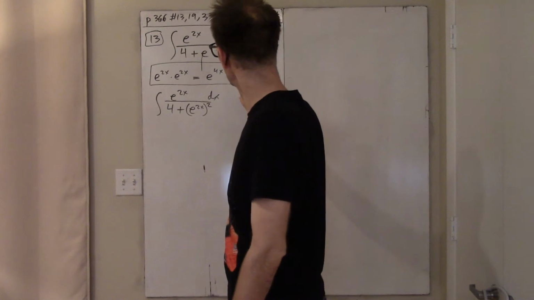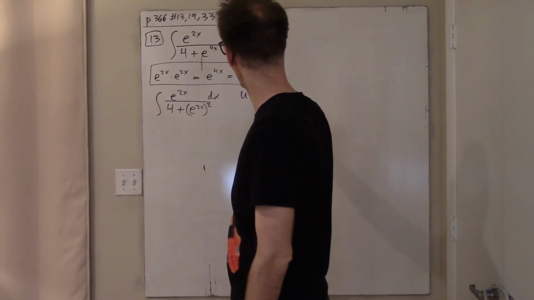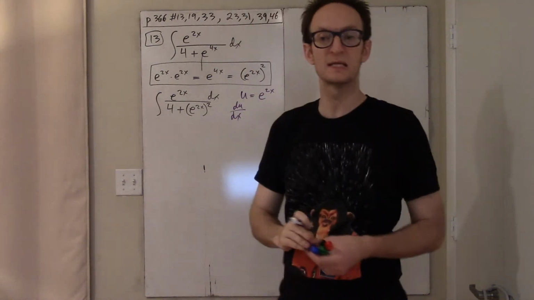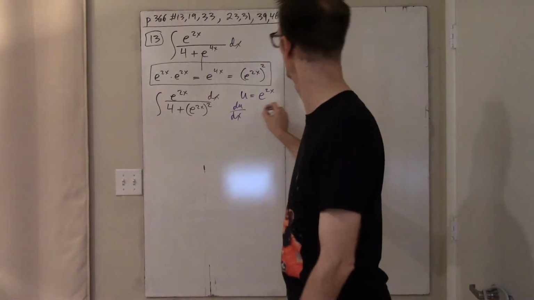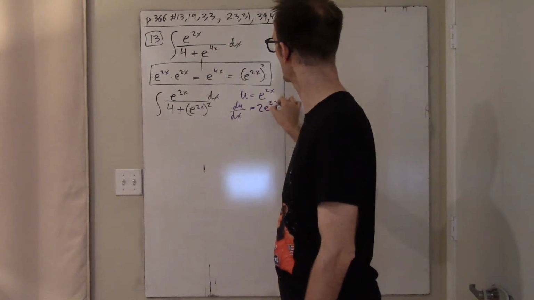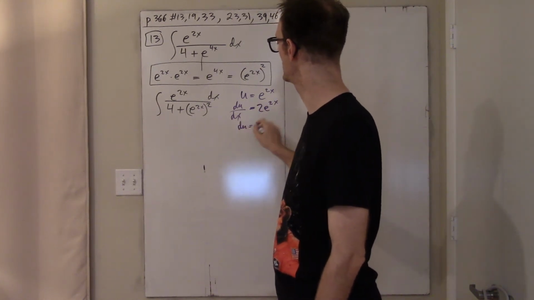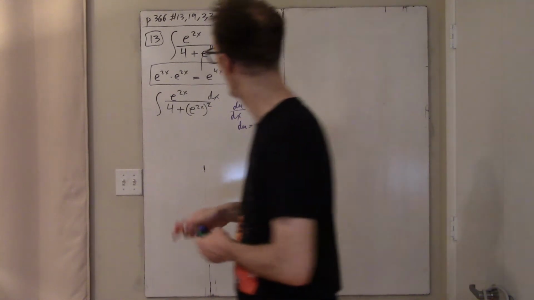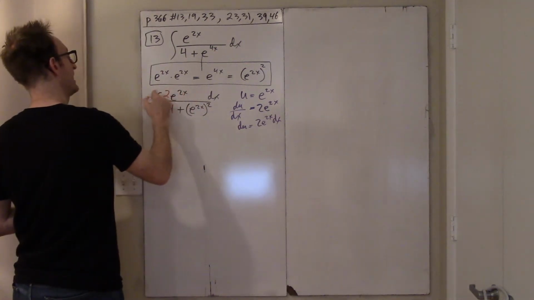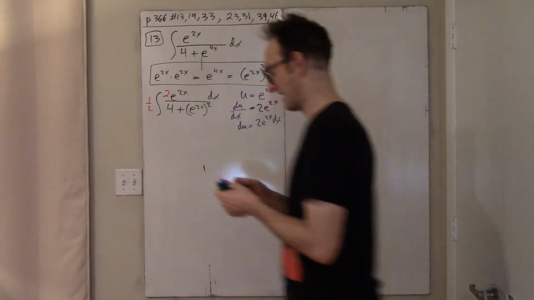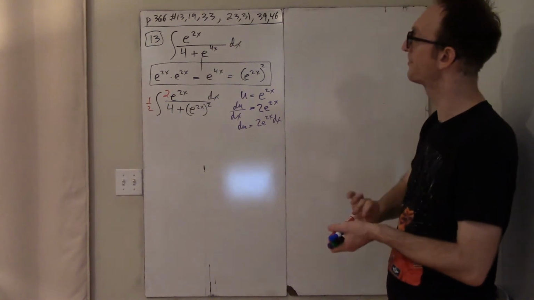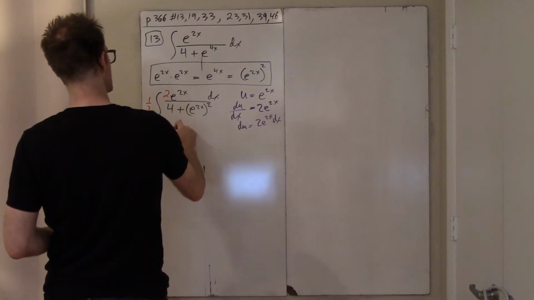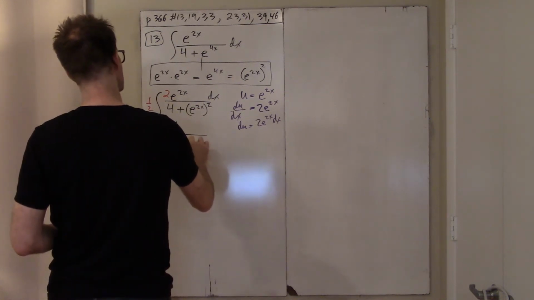If I let u be e to the 2x, then when I differentiate this, the derivative of e to the 2x is going to be e to the 2x times the derivative of the inside, 2. So this will be 2e to the 2x, and that's just what du is: 2e to the 2x dx. So I stick in a 2, I undo the damage with a 1/2, and this whole thing cleans up to be 1/2 du over 4 plus u squared.